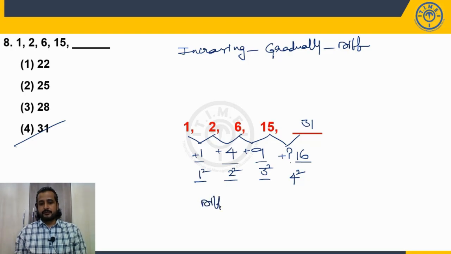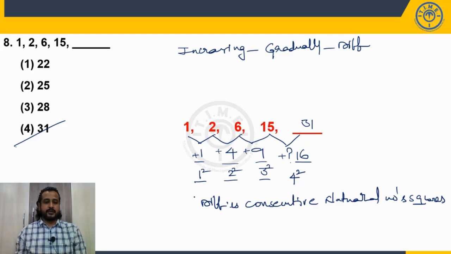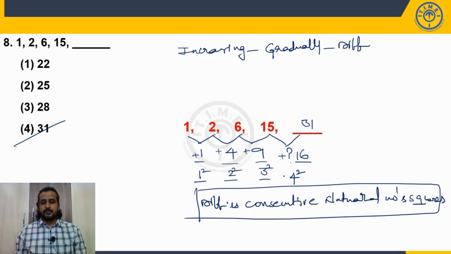And what is the difference? Difference is consecutive natural number squares. Difference is consecutive natural numbers squares. Clear? Okay. So what is the required answer? Choice 4.